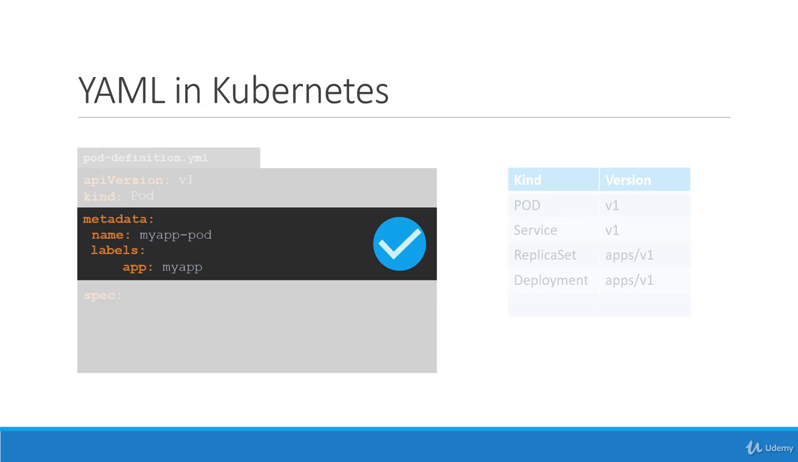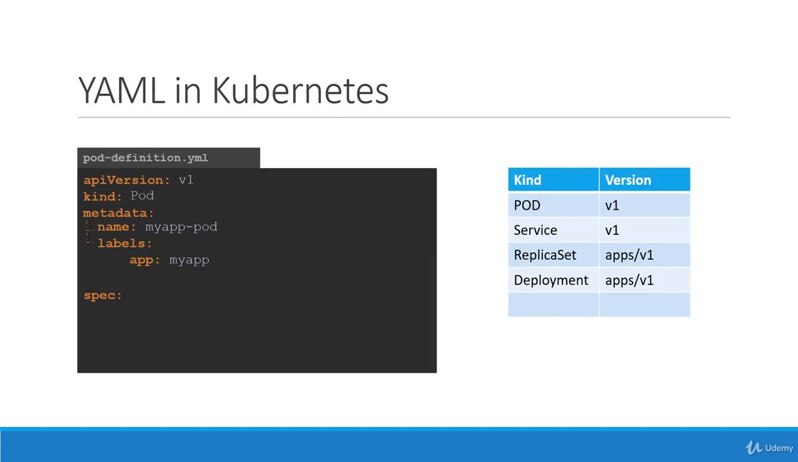In this case, labels has more spaces on the left than name, and so it is now a child of the name property instead of a sibling, which is incorrect. Also, the two properties must have more spaces than its parent, which is metadata, so that it's indented to the right a little bit. In this case, all 3 of them have the same number of spaces before them, and so they are all siblings, which is not correct.